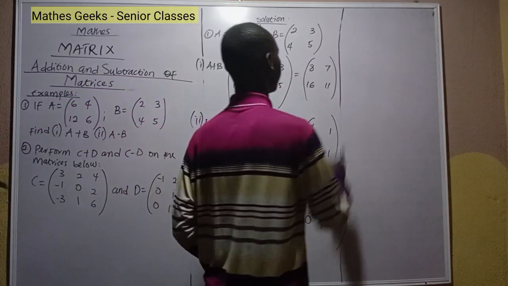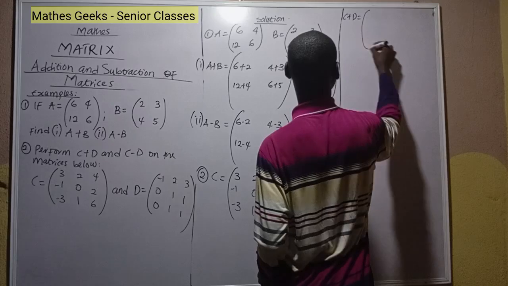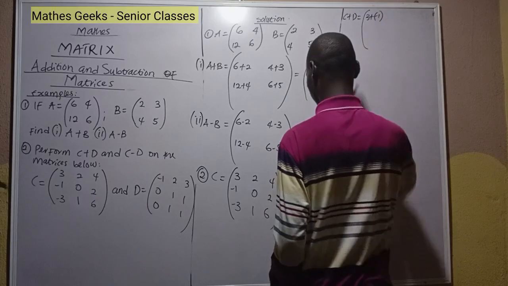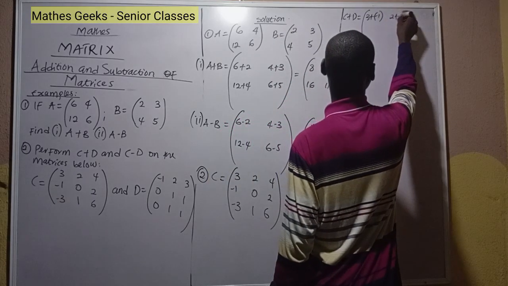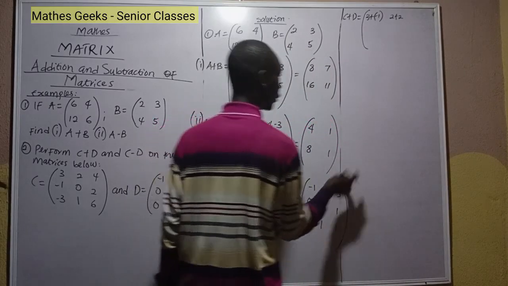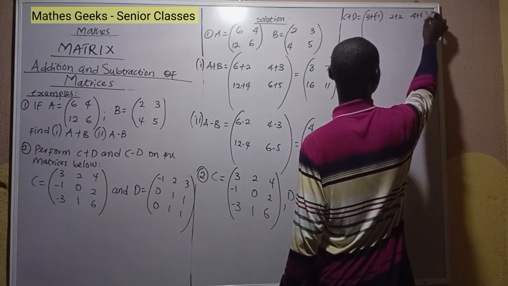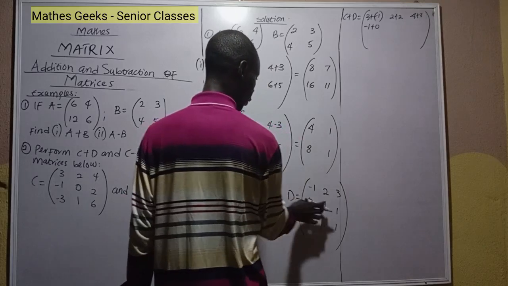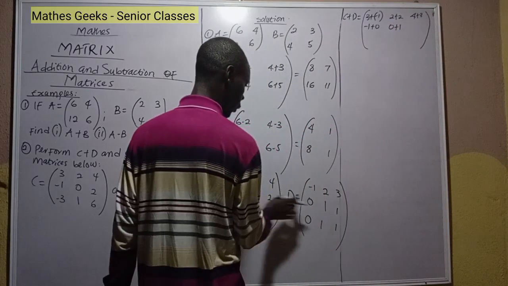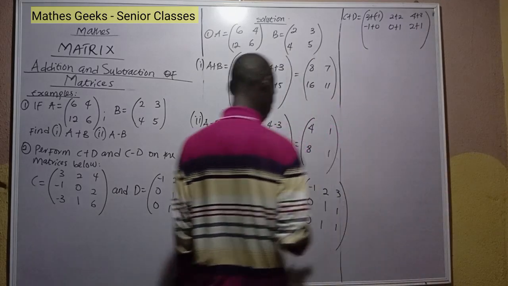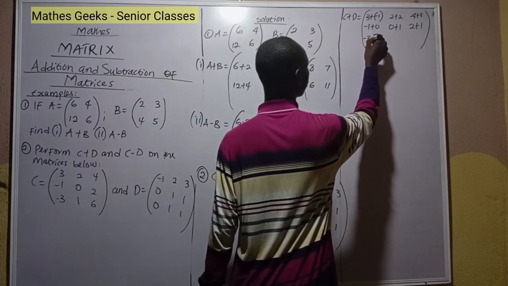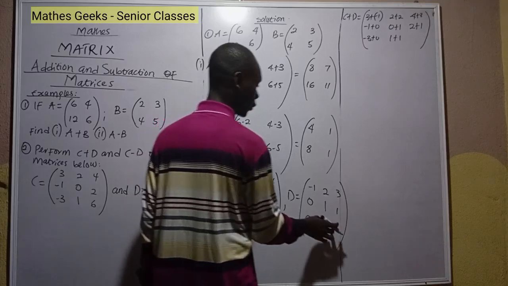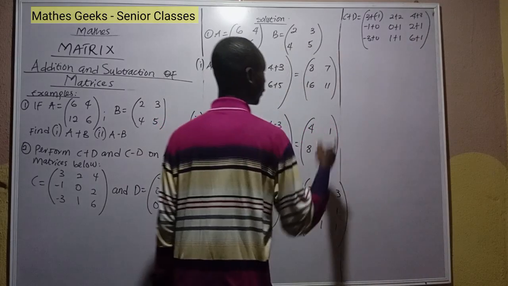So C plus D is equal to 3 plus minus 1, 2 plus 2, and then 4 plus 3, minus 1 plus 0, 0 plus 1, 2 plus 1, minus 3 plus 0, 1 plus 1, and 6 plus 1. So let's add.